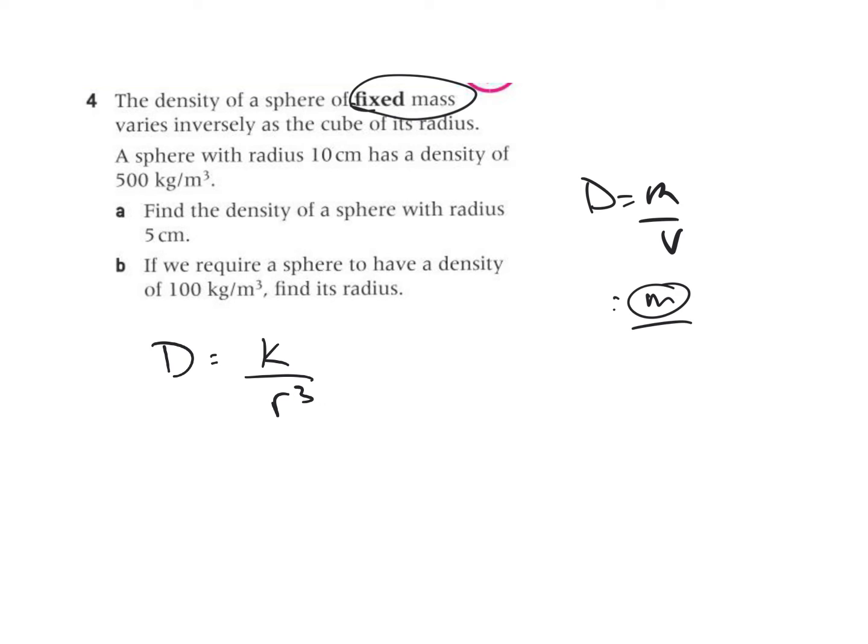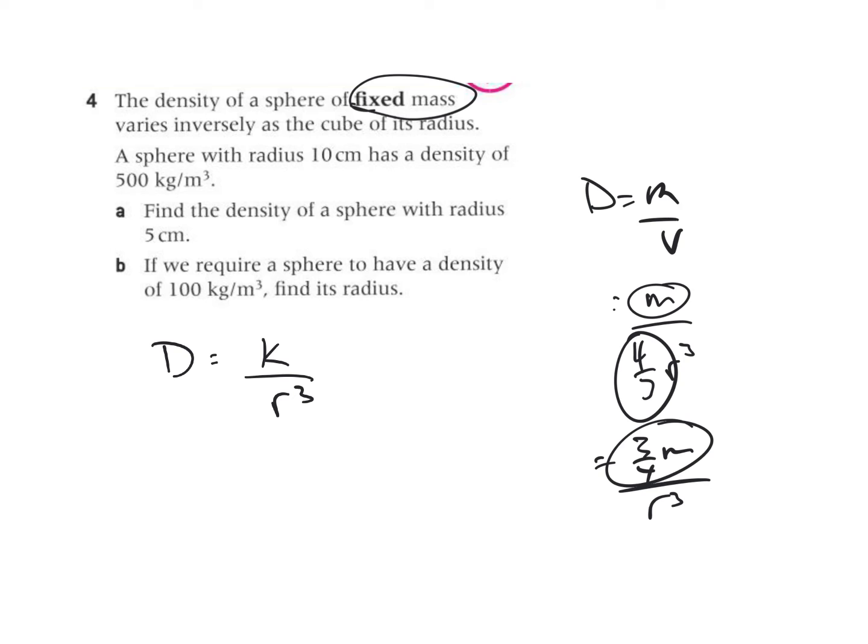We also know that 4/3 pi r cubed is the volume. So this fraction here will actually be 3/4 m over r cubed. And so we can find the mass, but it doesn't actually ask us to find the mass. We just know it's some value that we can call k that is there.